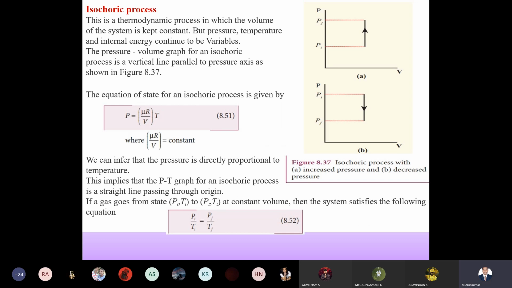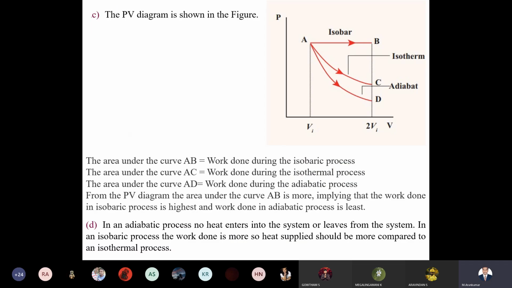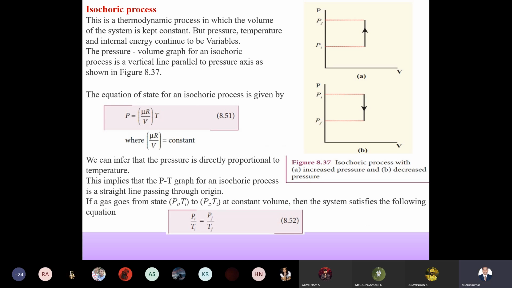Then these are the applications of equations of state, the equation of W, and first law of thermodynamics equations to solve these kinds of problems. So the formulas can be used to solve these kinds of problems. Then we can move to the next process, isochoric process.